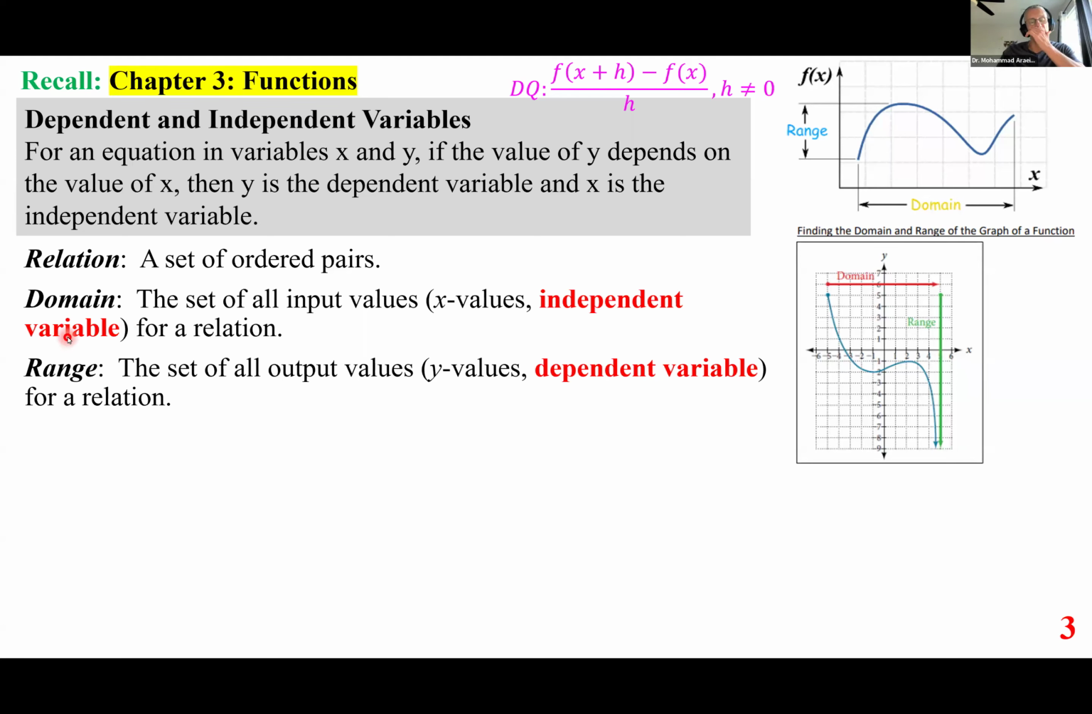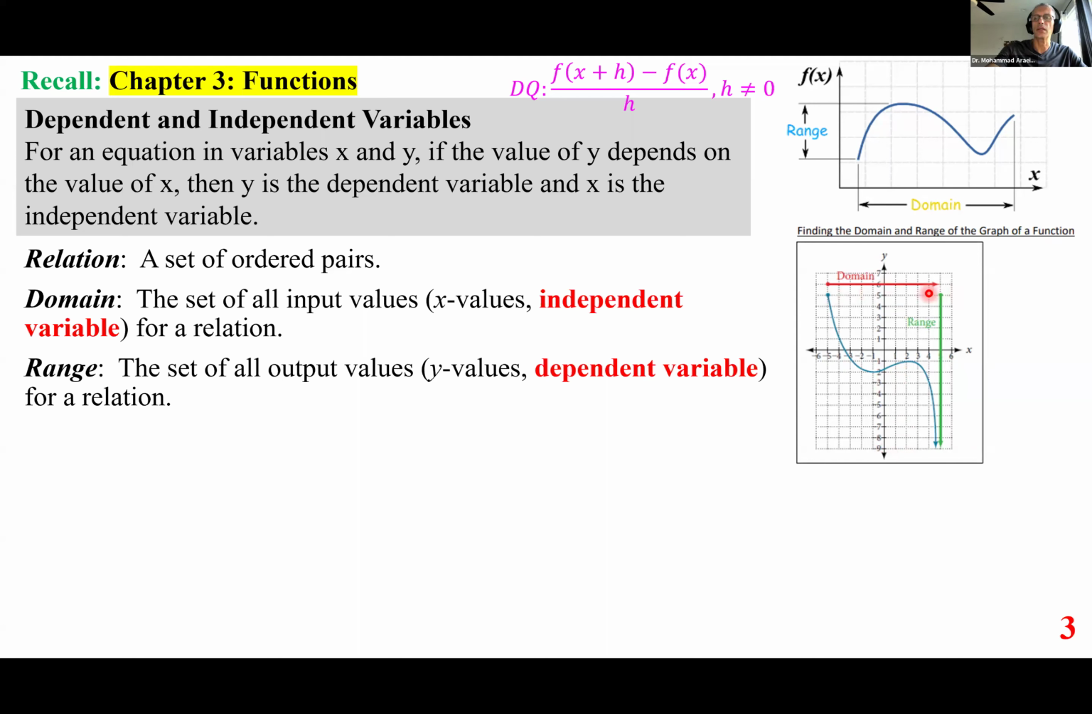It doesn't have to be x, the independent variable. Which means if you happen to have a graph, whatever it covers along the x-axis is the domain. Range: the set of all output values, y values, dependent variable for a relation. Which means if you have a graph, anything that it covers along the y-axis is considered the range.